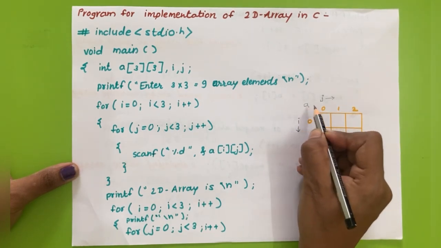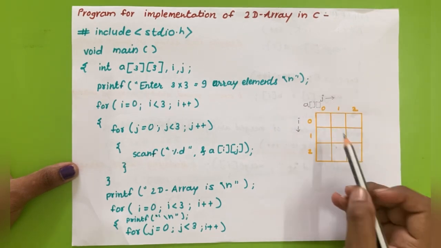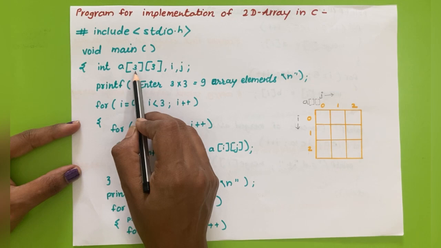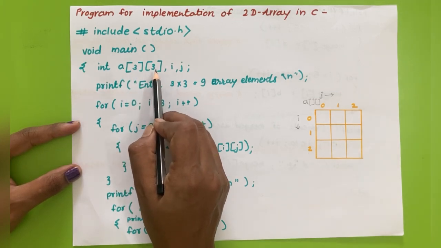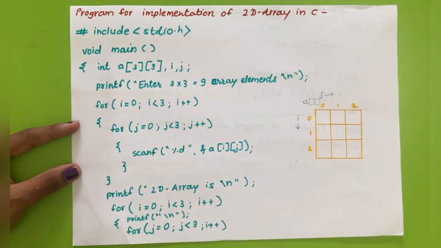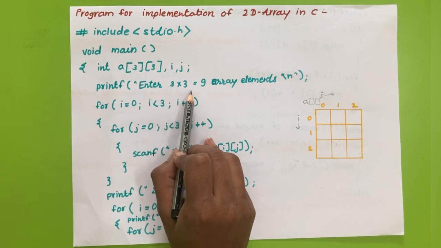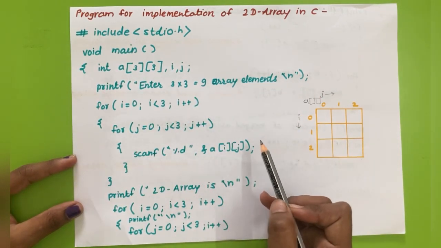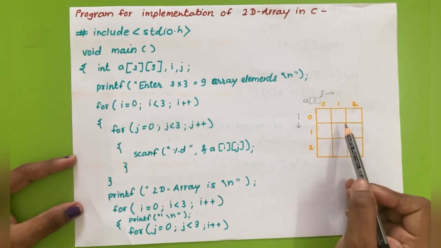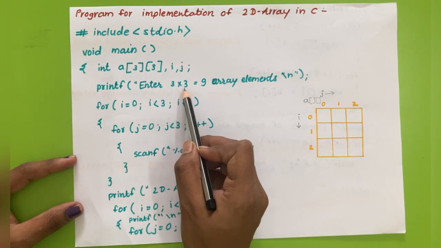This will look like this array. Okay, so this will be an array of size 3 by 3. The first index will represent the row index and the second index will represent the column index. Okay, so first it will print the instruction: enter 3 by 3 is equal to 9 array elements on the screen. After that we have to accept a total of 9 elements because the size of the array is 3 by 3.